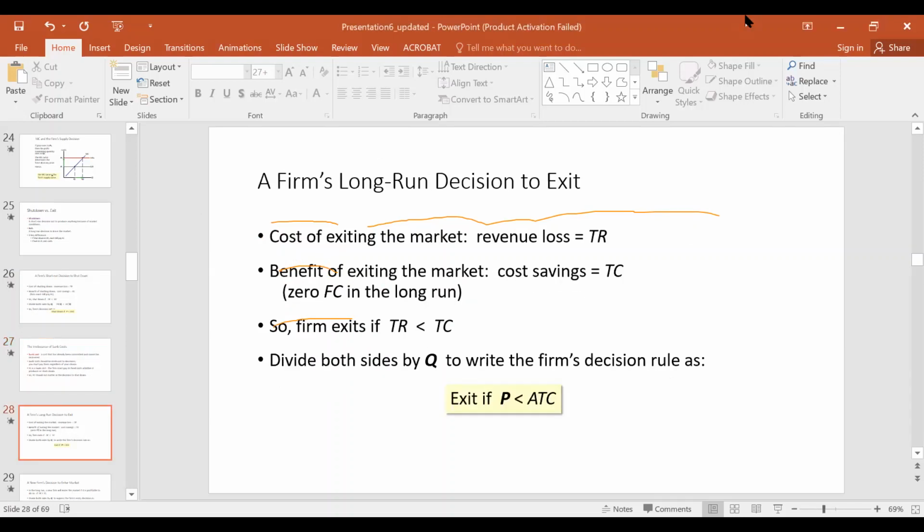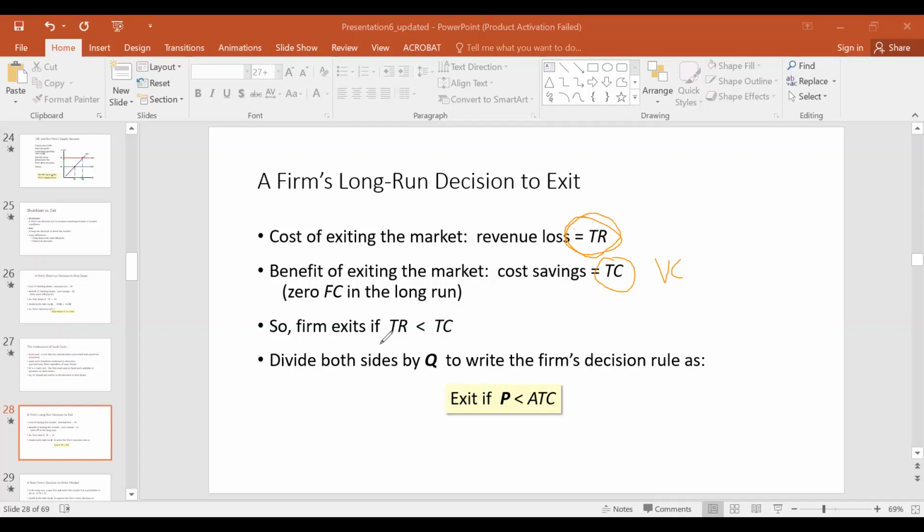What about exit? When you exit, you miss out on revenue. So it is the cost of exiting. You lose revenue. What is the benefit? You don't pay your total cost. Here, we didn't just say variable cost, because in the long run, all costs are variable. So we just work with total cost. If you leave the market and exit, you will lose out on the revenue. But there's a benefit: you don't pay total cost.